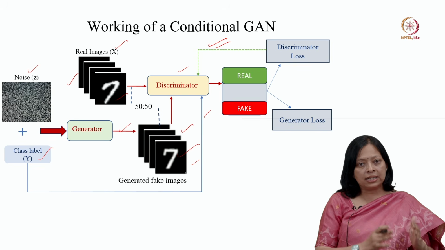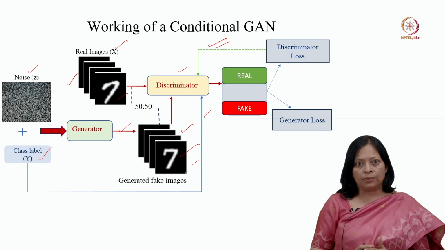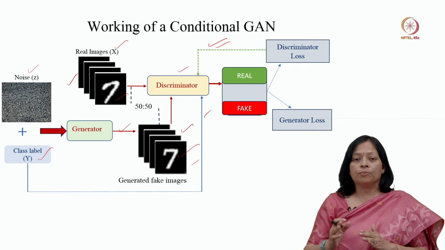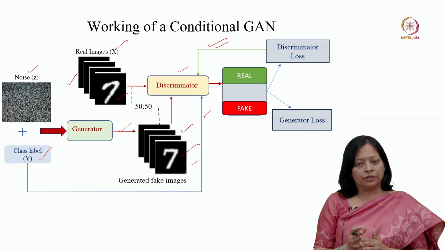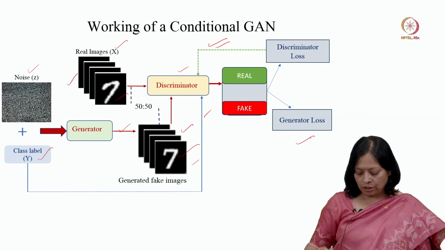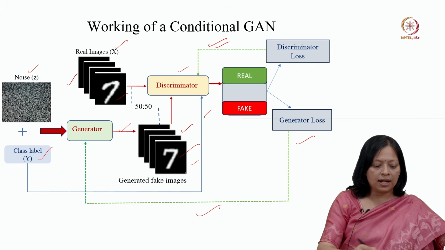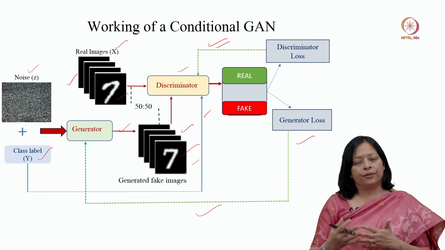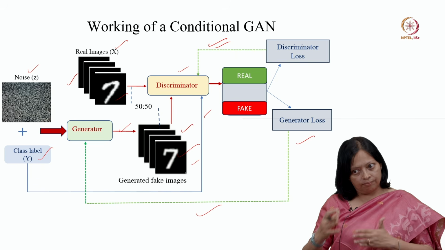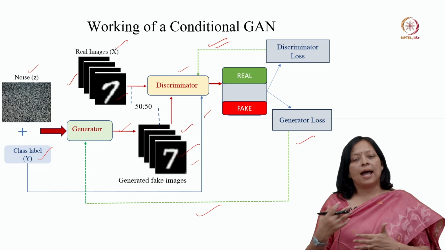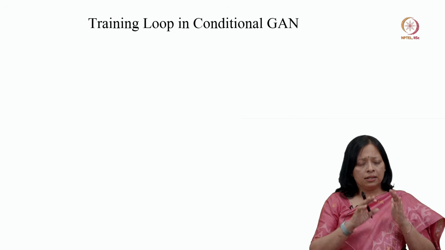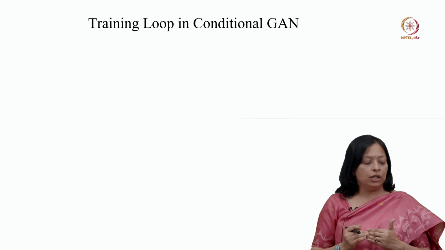If the generator is unable to fool the discriminator, that is, the discriminator does not take the generator's fake image as a real image, we have the generator loss, which gets backpropagated in this path, and the generator parameters, the weights, get updated. It keeps on training more and more till the performance improves. Now we will see step by step what happens in the training loop in GANs.